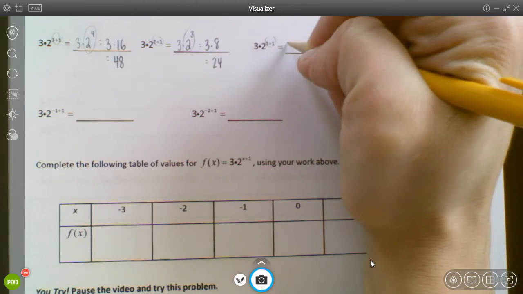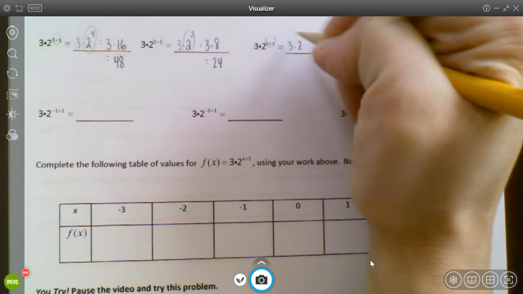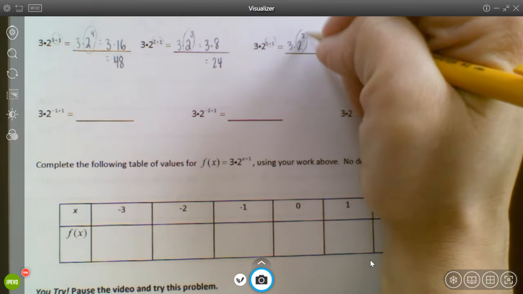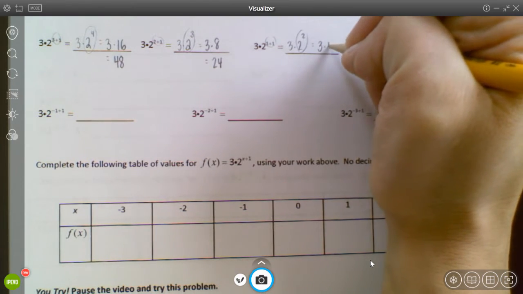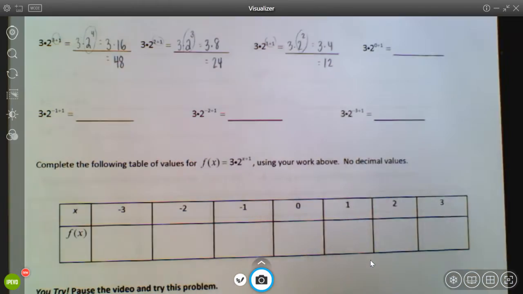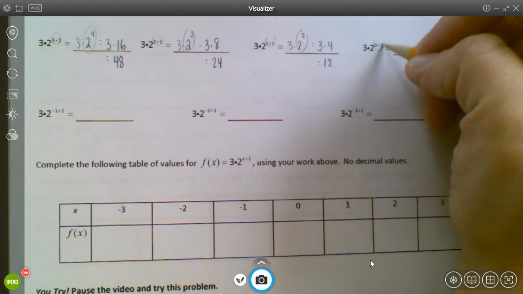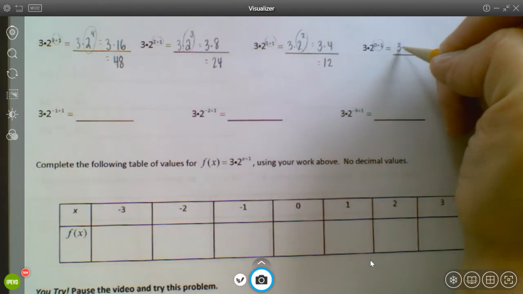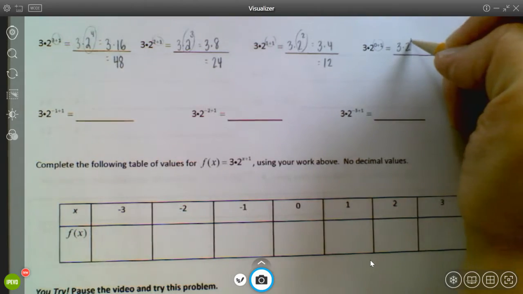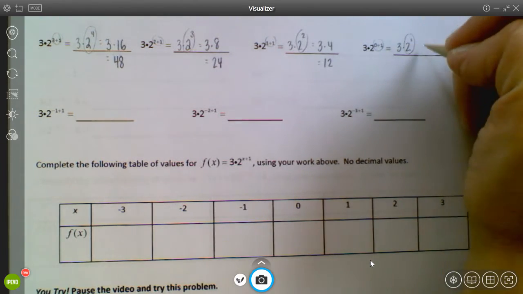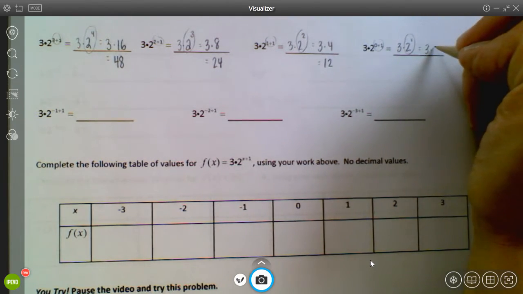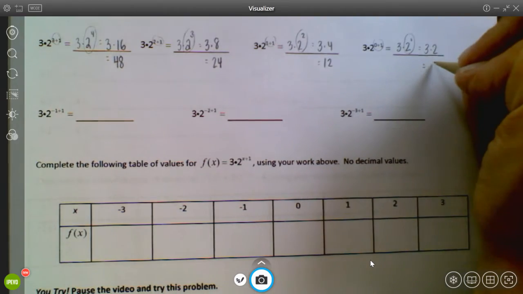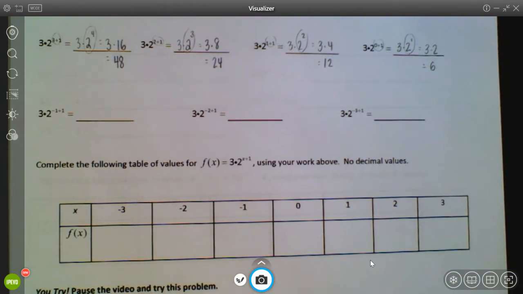Over here, same idea. 3 times 2. This time the exponent is going to become 2. Evaluate that. So that's going to become 3 times 4, which gives us the 12. Last one up on the top. 3 times 2 to the 0 plus 1 is just 1. Evaluate that 2 to the 1st. So that's just 3 times 2, which is going to leave us with a 6.